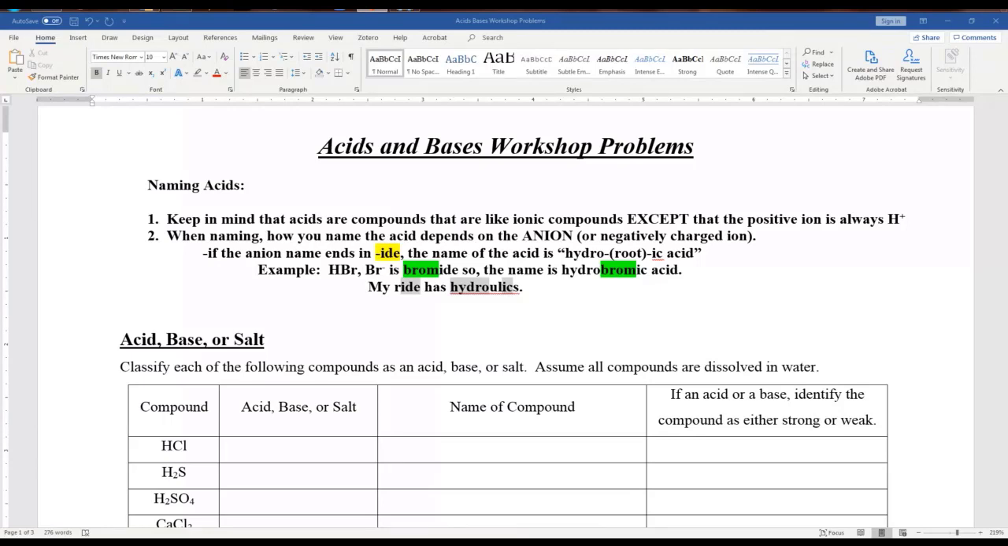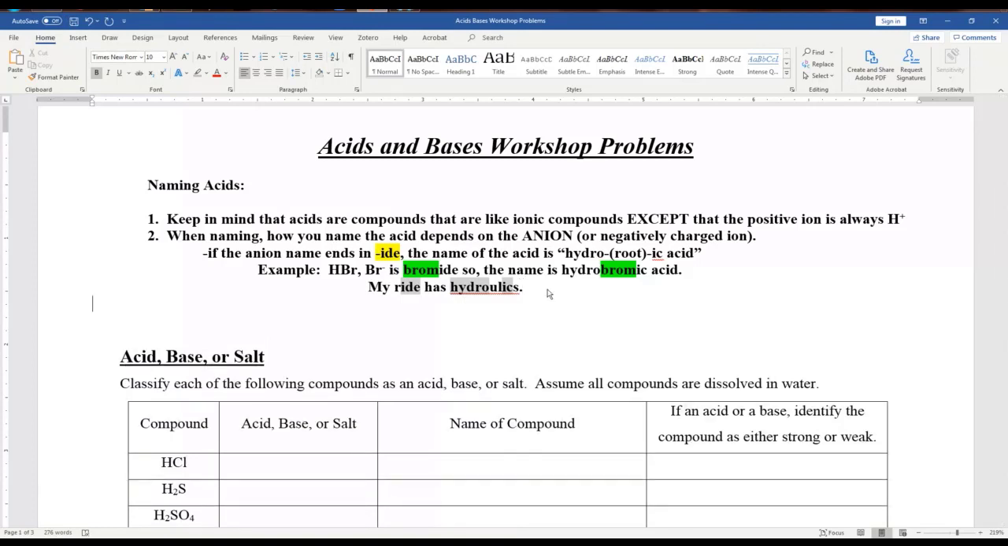All right, so hydraulics is supposed to be spelled HYDRAULIC. Technically speaking, it's AU, but I put OU just to emphasize it's hydrobromic acid. So slight misspelling there. Thank you. That's cool.